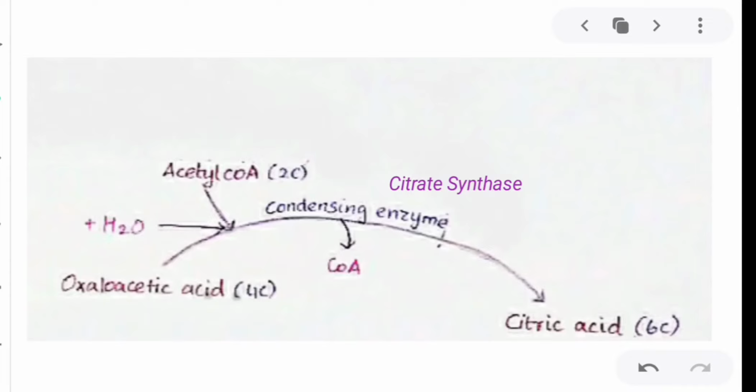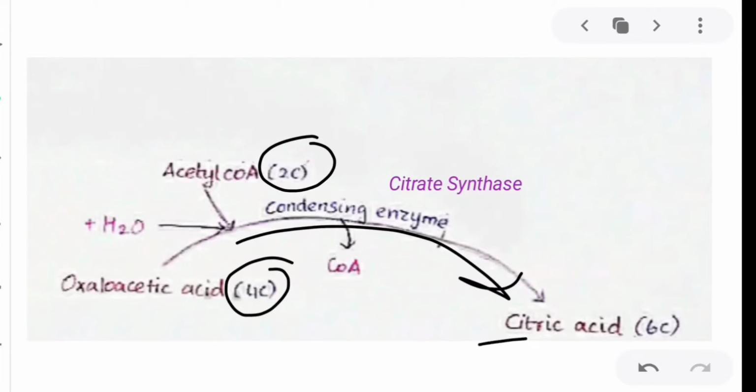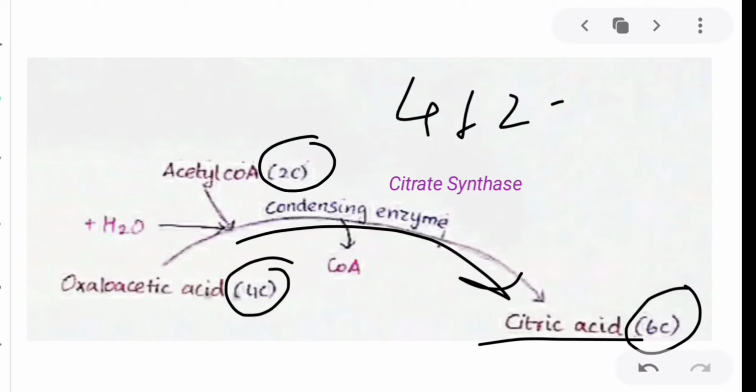One more thing to notice is that acetyl-CoA has 2 carbons and oxaloacetic acid has 4 carbons, and they combine to form citric acid, which has 6 carbons. So 4 plus 2 equals 6, and the 6-carbon citric acid is formed. So this is the first or initial step of the Krebs cycle.